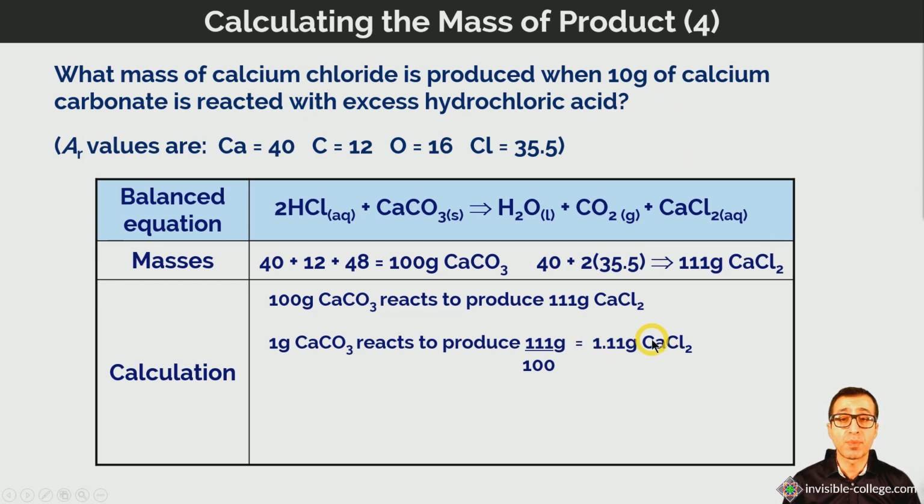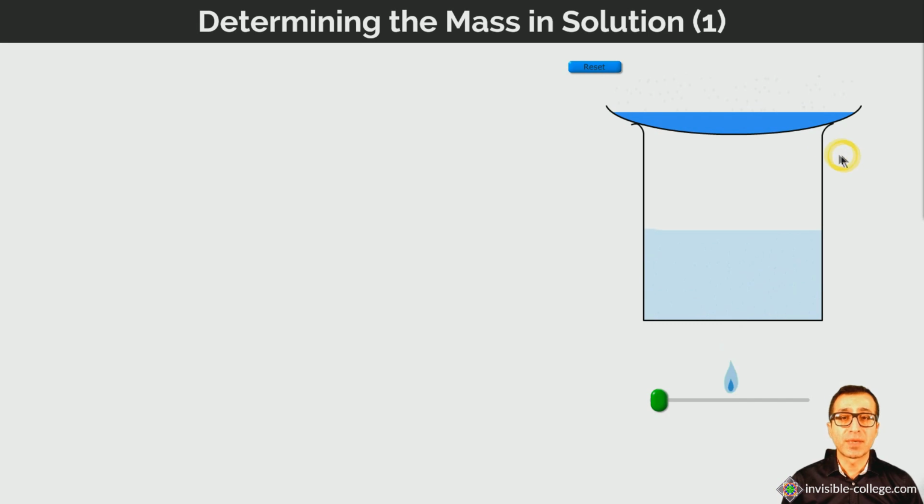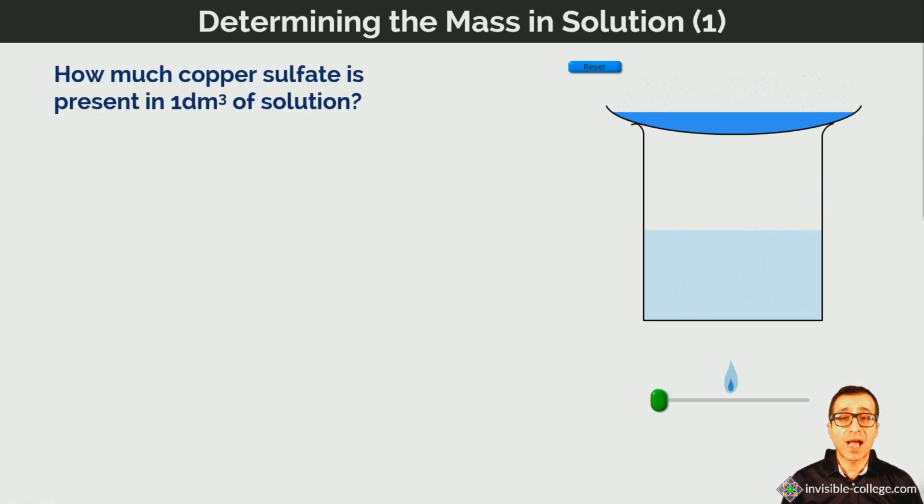Well, we would multiply this number by 10, and this gives us 11.1 grams of calcium chloride. So let's go back to solutions now before we finish off with some gas volumes and some exam questions. If you had to determine what mass of solute is present in a solution, there's a couple of ways you could do this. So imagine you were asked how much copper sulfate is present in 1 cubic decimeter of a solution. Now this depends on the concentration, obviously.